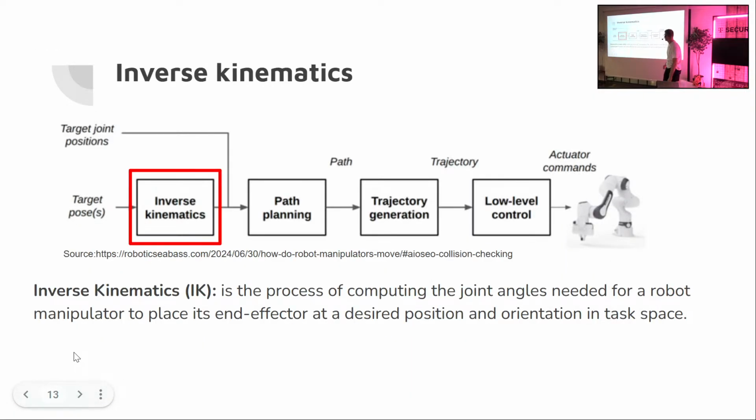So the first step, inverse kinematics. What is this? It's the process of computing the joint angles needed for a robot manipulator to place its end effector at a desired position and orientation in task space. So in simple words, we know where the end effector is, or we know where the end effector should be, and we need to calculate the angles in our actuators.